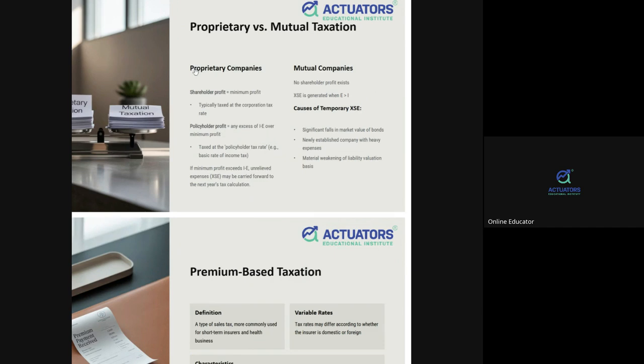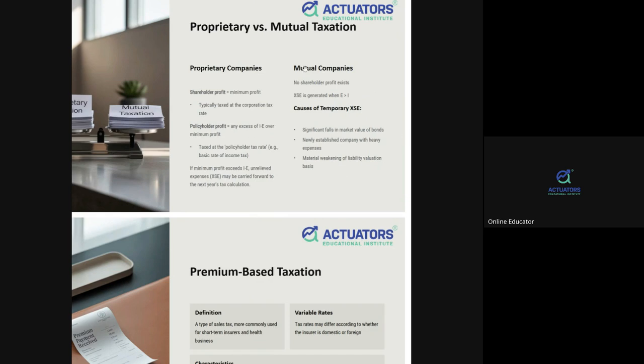All good. So that is what they've written here. Why may someone reach a temporary excess position? You may be a newly established company. You may be weakening your liability valuation basis. There may be a significant fall in some investment that you had made, so that leads to a negative investment return. So all of these lead to an excess E basis, right?